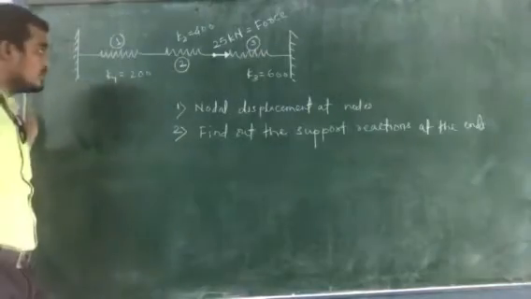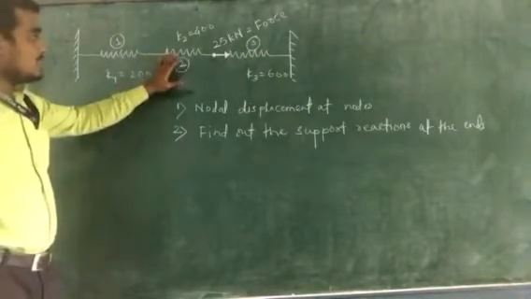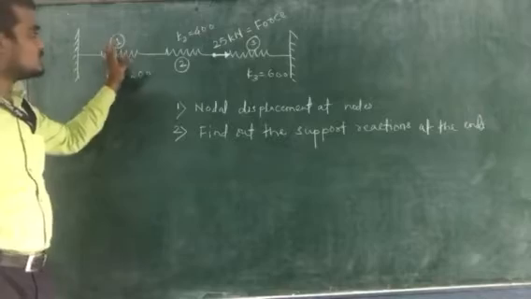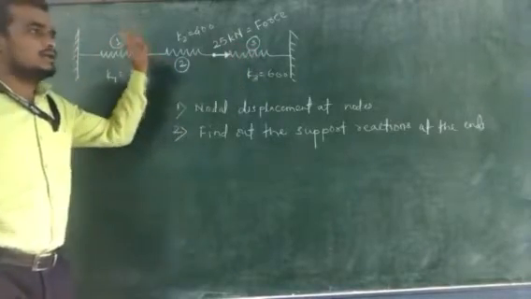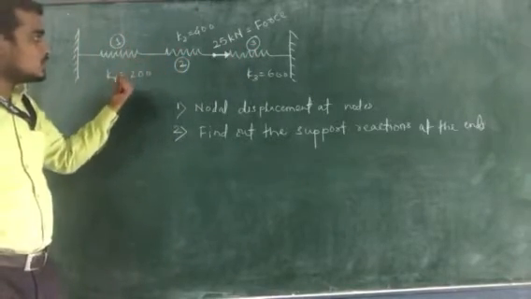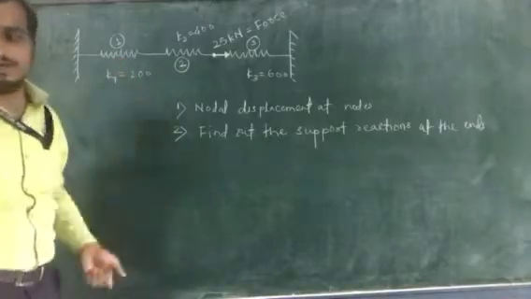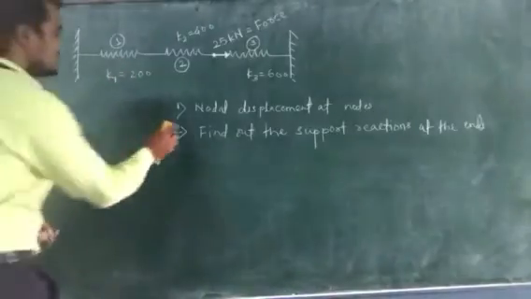Now that we have our elements 1, 2 and 3, note down the nodes also, meaning denote the nodes for this spring system.